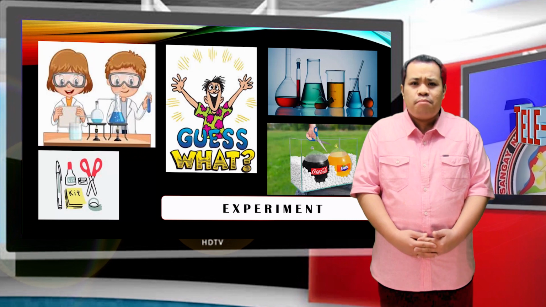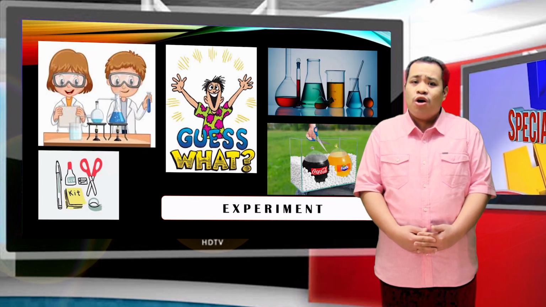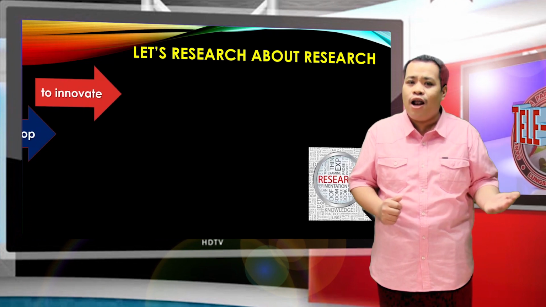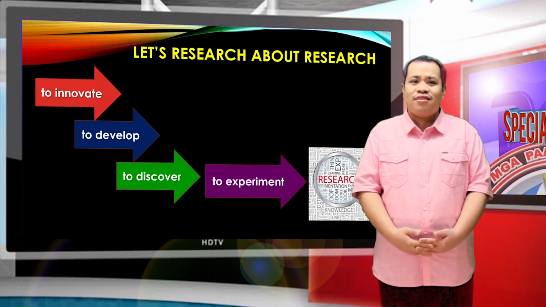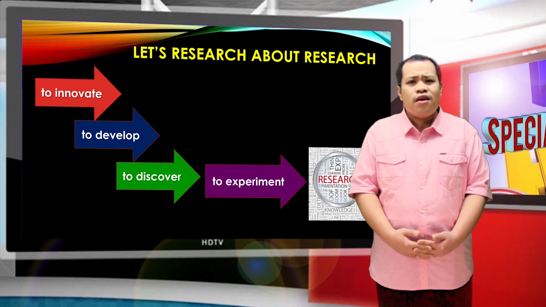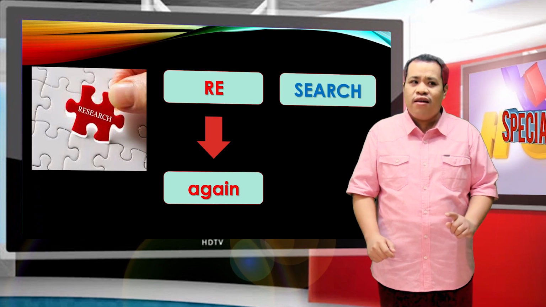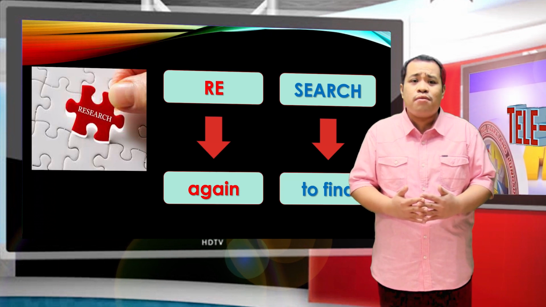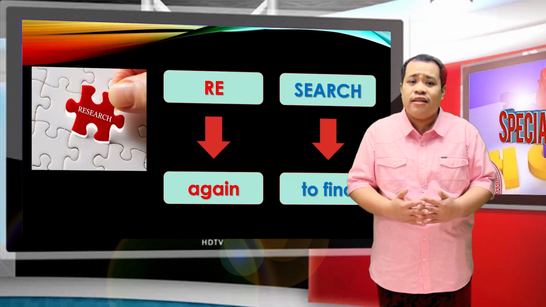True enough, before we initiate a campaign or promote a certain advocacy, we carefully research, for we try to innovate, we try to develop, we try to discover, and we try to experiment. Research is made up of 2 words, re, which means again, and search, which means to find. So, in other words, research is a repeated process of finding the truth and of validating the existing truth.